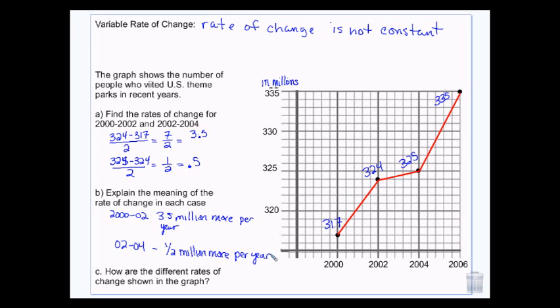And then to answer the last question, how are the rates of change shown on the graph? See how steep this line is? And then you have flat, and then you have really steep again. So it's shown by the steepness of the line.